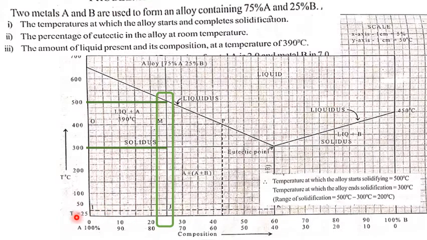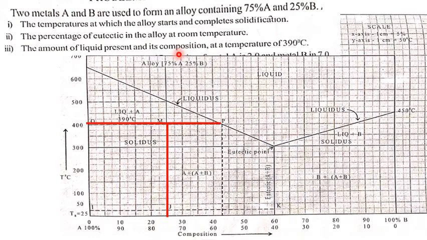So we are going to assume the room temperature as 25 degrees Celsius. Okay, so we need to find the percentage of eutectic. So how, we'll see now. Before that, the amount of liquid percent and its composition at a temperature of 390 degrees Celsius.